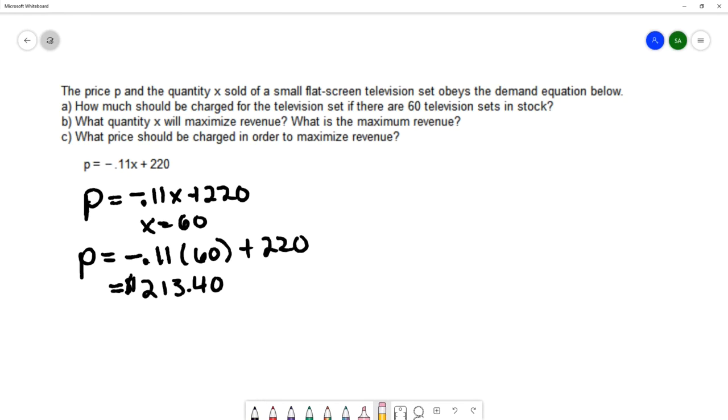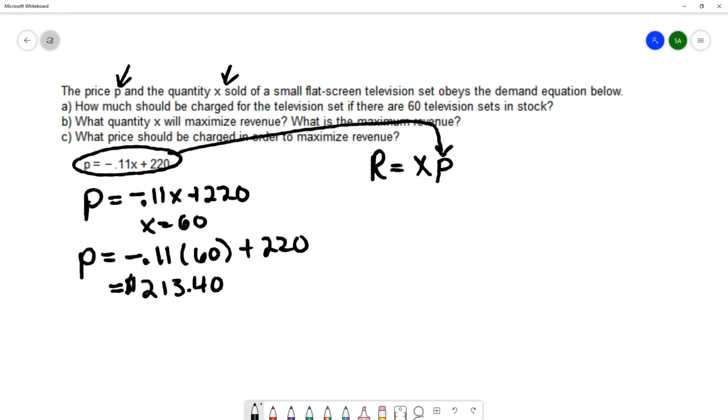Then moving on to part B, it says what quantity will maximize the revenue? What is the maximum revenue? So this is introducing something that hasn't been shown before, the revenue. In order for us to answer what quantity will maximize revenue, we need an equation that represents revenue. There is a business formula that will give us that equation: R for revenue equals X times P, using the X and the P that we saw earlier, the price and the quantity. So we're going to use the demand equation that was given to us and substitute that in for P, the price, and that will give us a revenue equation.